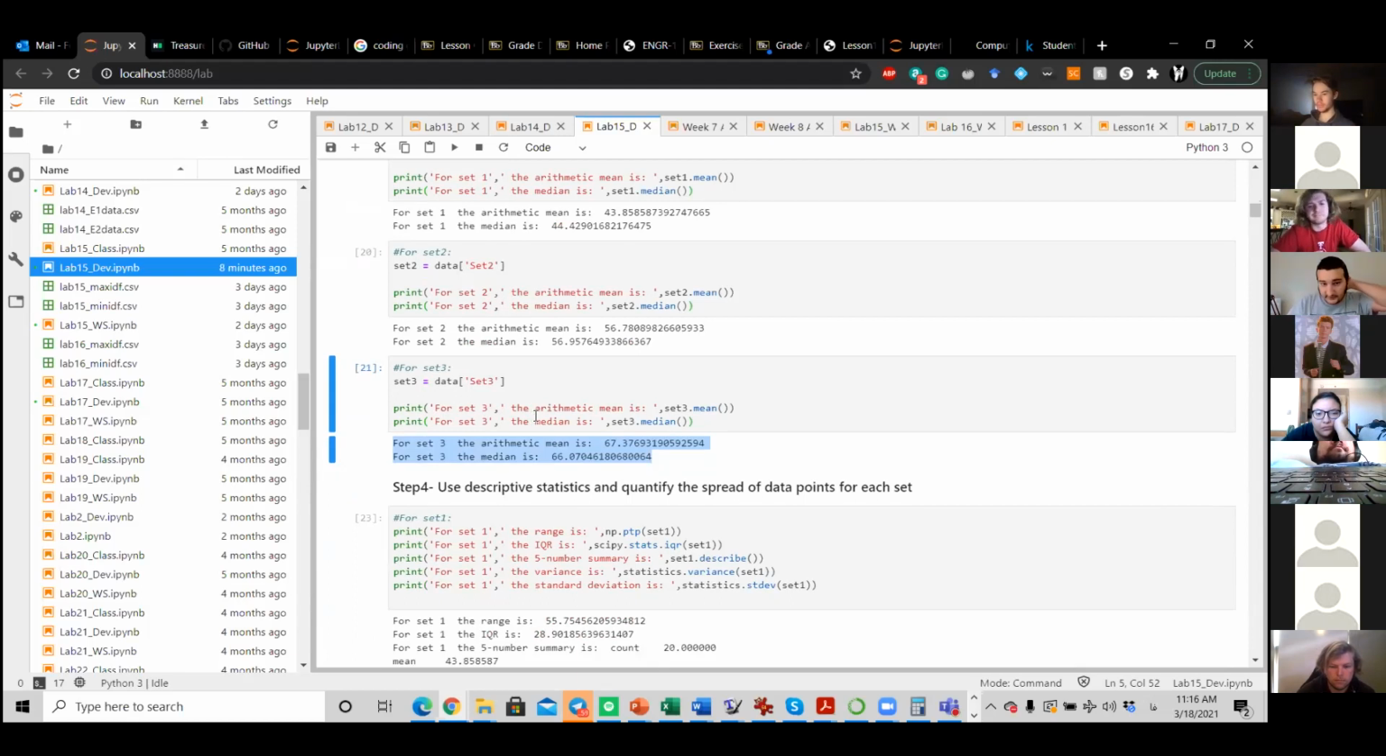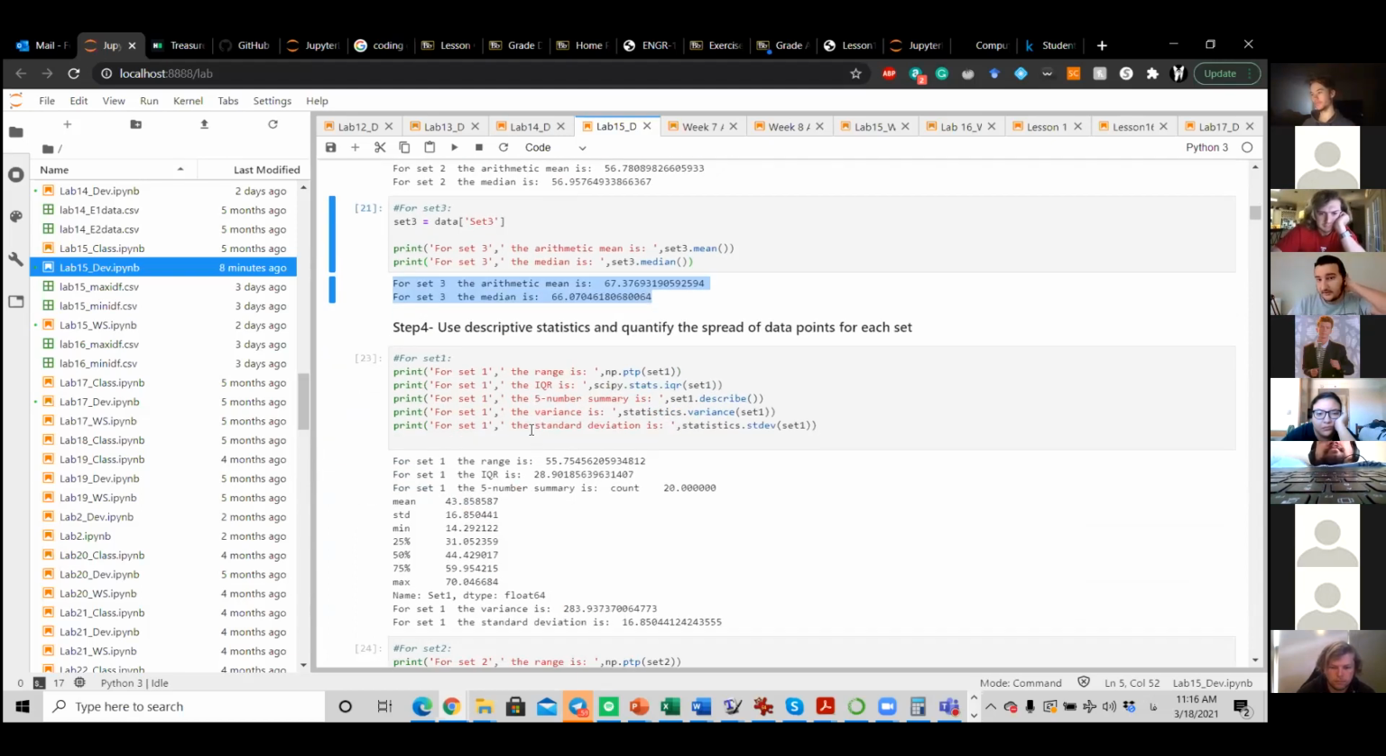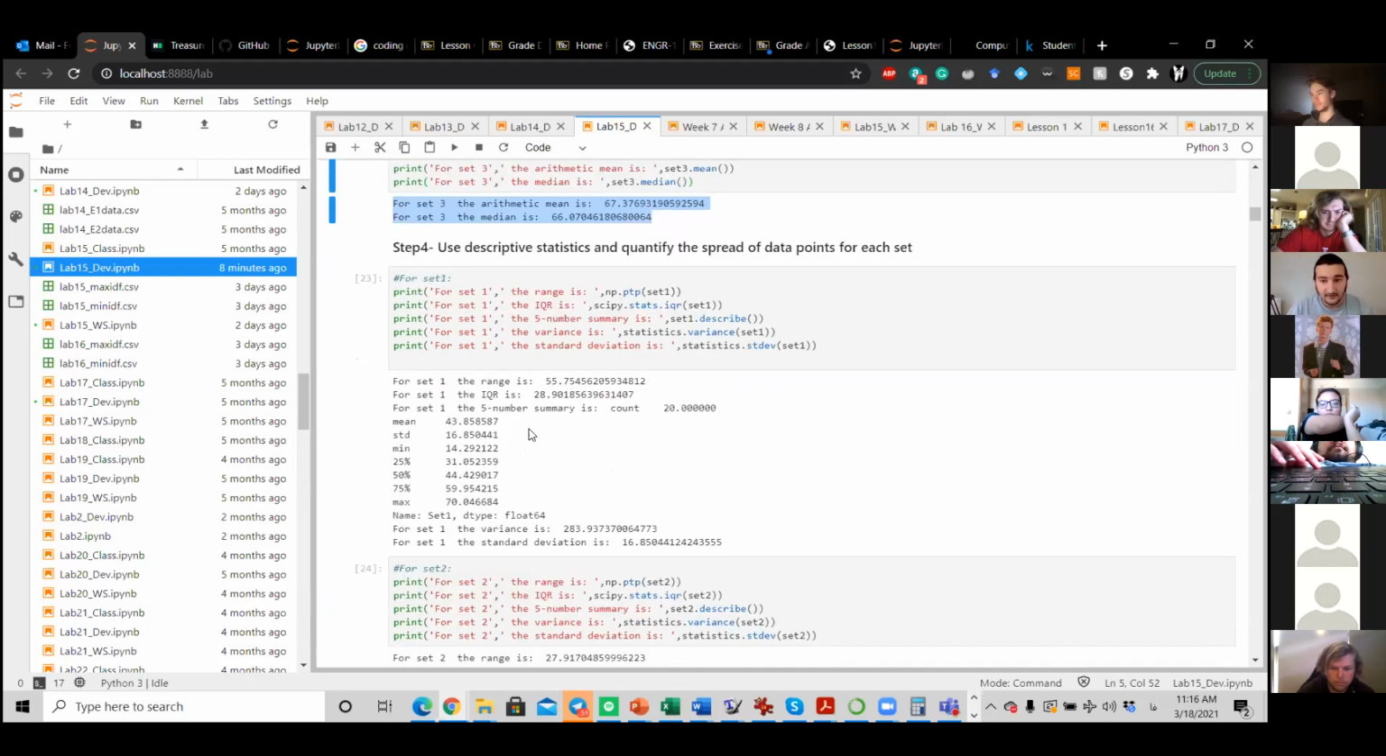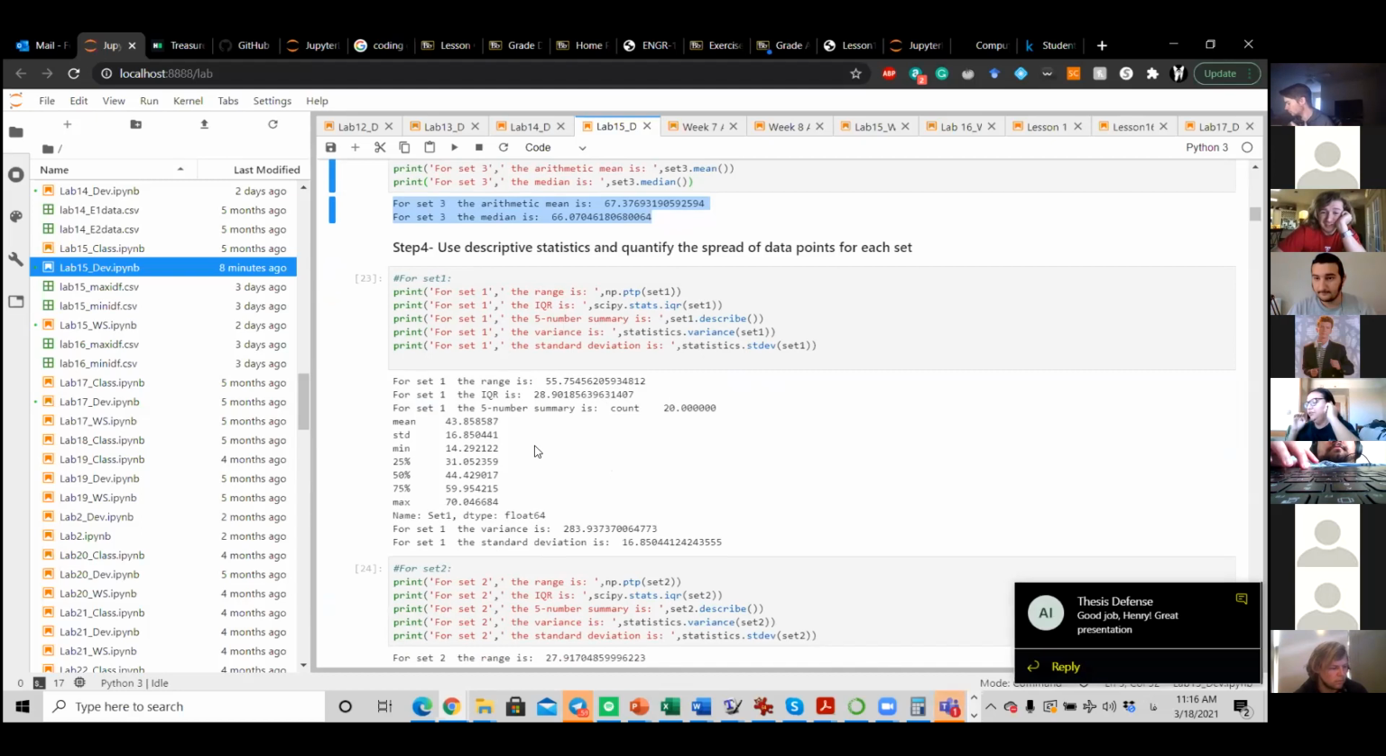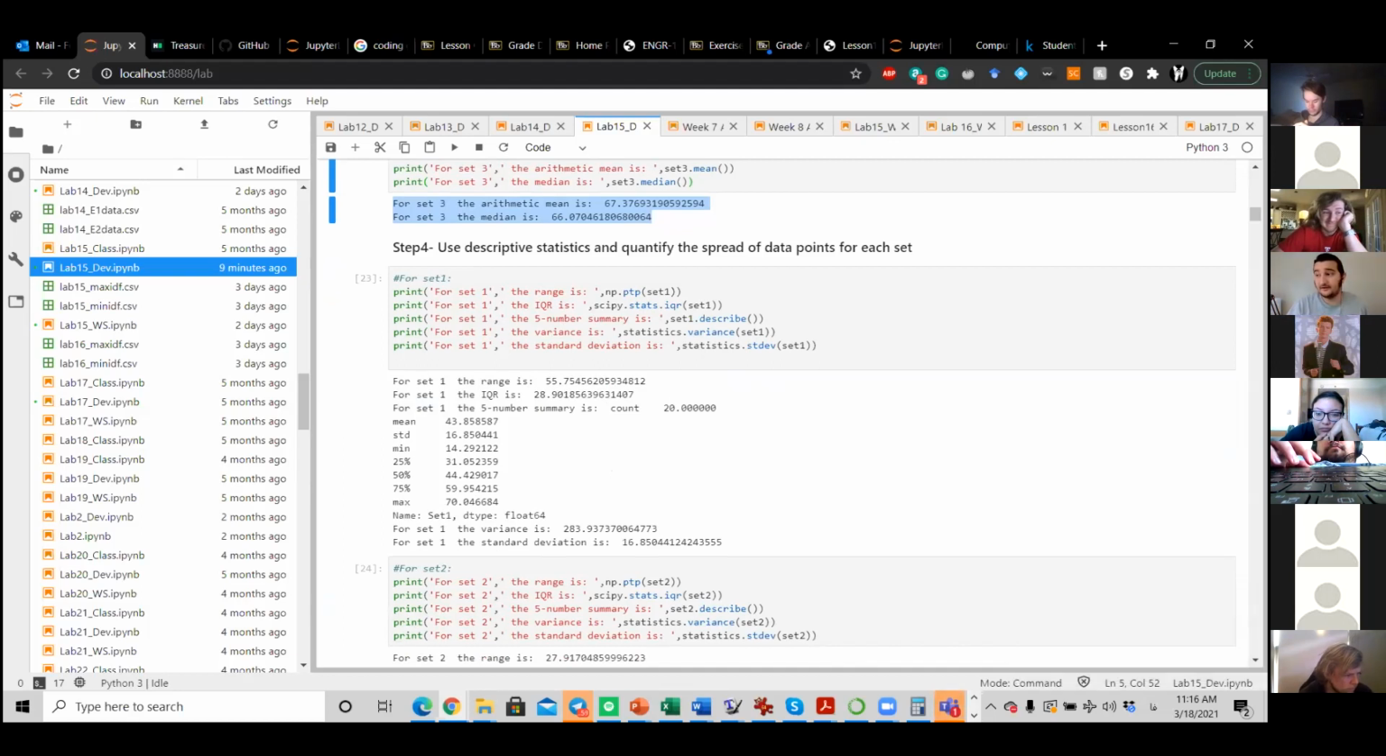Okay, we are going to look at range, IQR, the five number summary, the variance, and the standard deviation for each set. Do I have another volunteer other than Caden who wants to help me interpreting this part of results? Okay, I'm going to start calling names then. Sarah Duello. Yes. Are you there? Yes, I am. I'm right here. Awesome. So let's have a look at these results. Tell me what you see.